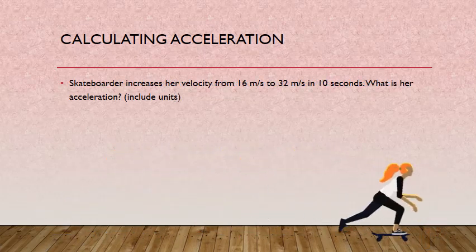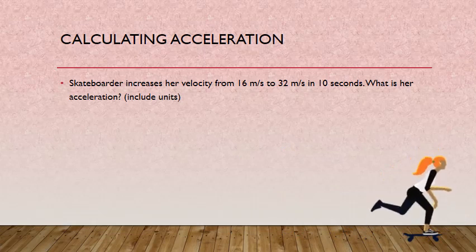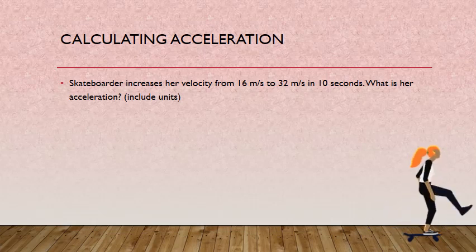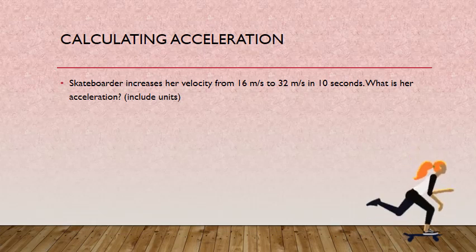A skateboarder increases her velocity from 16 meter per second to 32 meter per second in 10 seconds. Now what is her acceleration? This is also very easy. Acceleration formula is v minus u by t. So you do it in the worksheets.